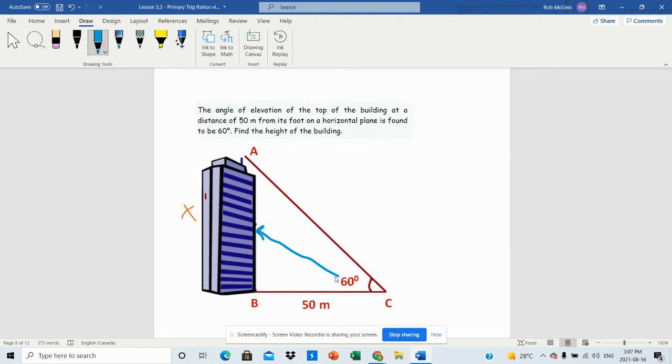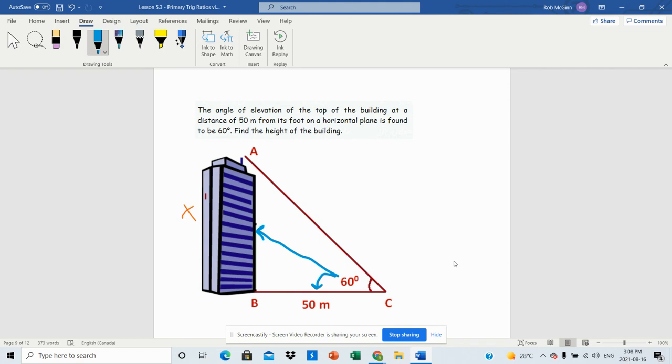I also know the length of my adjacent side. It's 50 meters. So 50 meters from the building to the point where we're standing and have that 60-degree angle. So this is my adjacent side. This is my opposite side. And I know the angle, 60 degrees. Well, I should be asking myself, what trig ratio do I need to use in order to find my opposite side? And the answer to that is tangent.